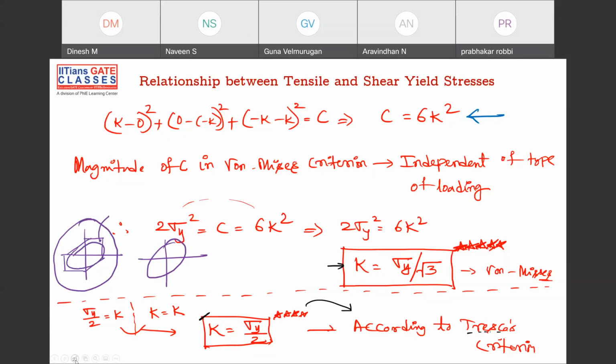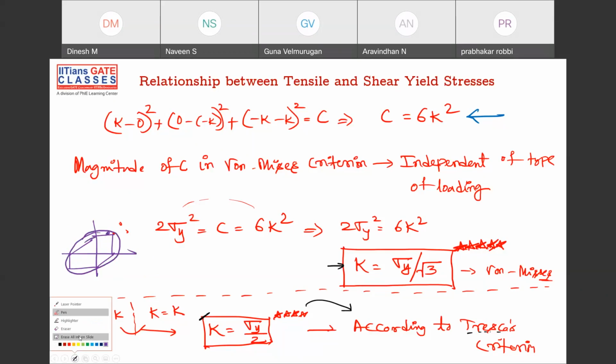Sorry, I think it is inscribe or circumscribe. I don't remember actually. I should also see that. I think it is circumscribe. Yes, I guess. Yes, it is circumscribe. Okay. So according to Tresca, if you're taking this point, it will fail. But according to von Mises, it won't fail.